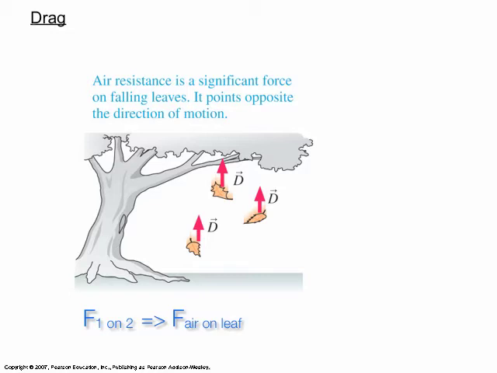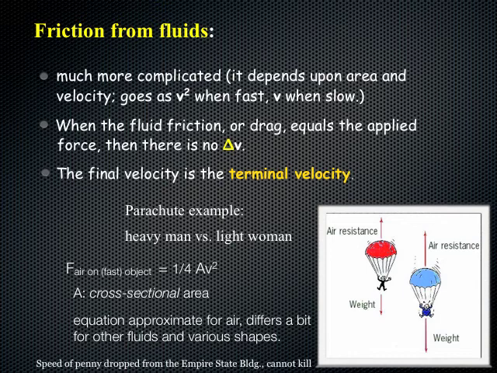Drag is not a special type of force, just as friction is not a special type of force, just as the normal is not a special type of force. It's simply a force in the normal direction, perpendicular to a surface. It's still an object, air, interacting with another object, in this case the leaf.